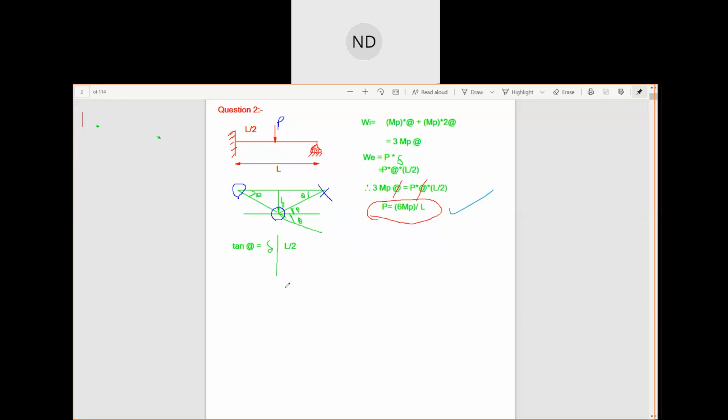You can take the screenshot. I'll remove the annotations now. If you want, you can take the screenshot or note it down. Okay, we'll take another question now, the third question, with a different position of our point load, and with different point loads, maybe more than one point load. We'll try to solve that and find out the collapse load using the kinematic theorem.